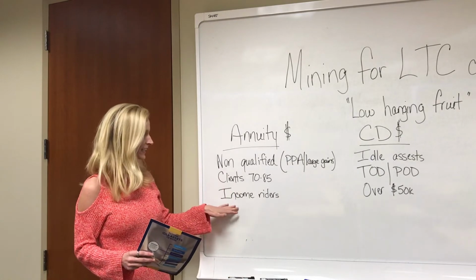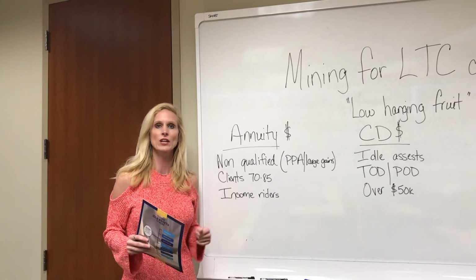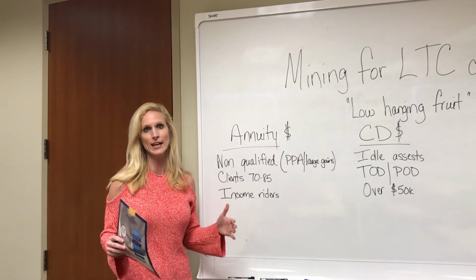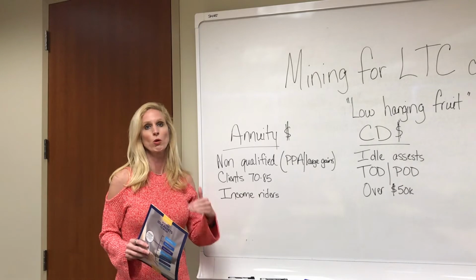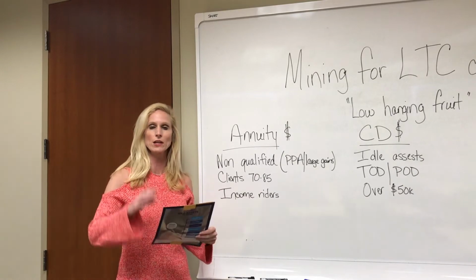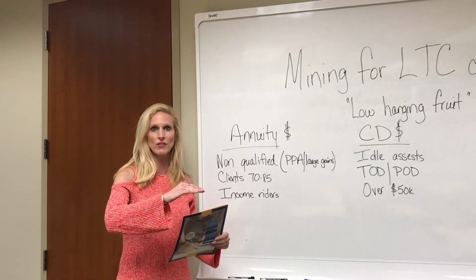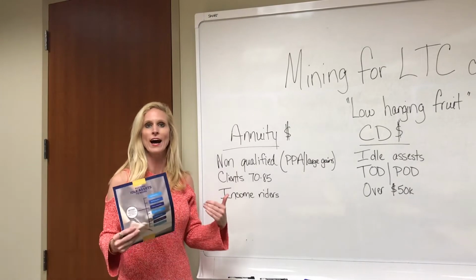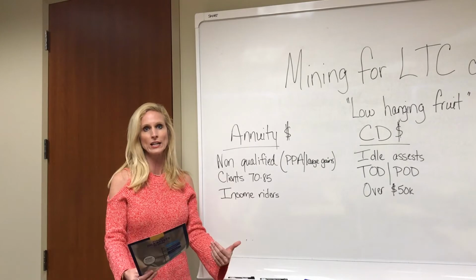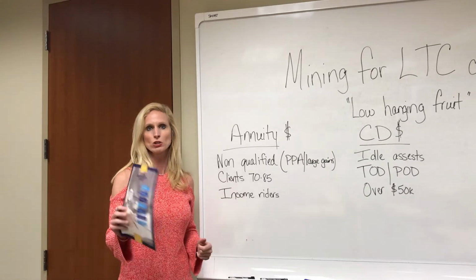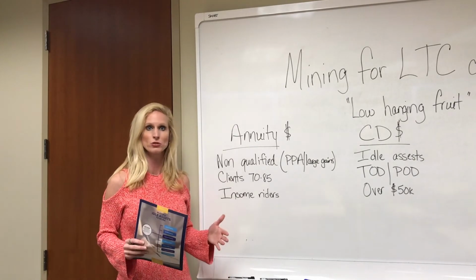The last thing is income riders. Now, we sell a lot of annuities here, and if you sell indexed or variable products, you may add income riders to those. And what we're noticing a lot of times is that the income values may be higher than your cash values. So if your clients do not need their income riders for income, we are telling you to go ahead and turn those riders on and use a portion of those assets to fund long-term care.